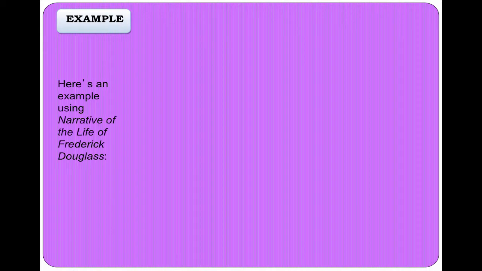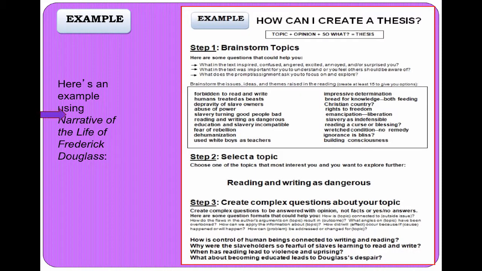Example. Here's an example using Narrative of the Life of Frederick Douglass. Step 1. Brainstorming the topics. You could talk about forbidden to read or write, or the abuse of power, or slavery turning good people bad, or education and slavery being incompatible, dehumanization, impressive determination, rights to freedom, slavery is indefensible.